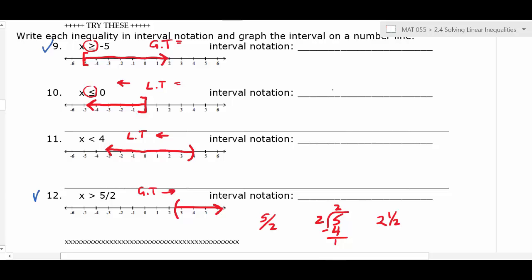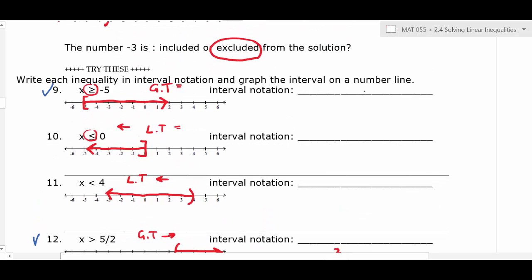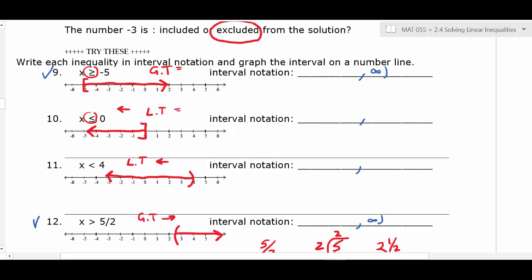Whenever you have a greater than, think about the interval notation. Remember, you always have commas separating. If you have greater than, you're going to have the infinity on the right, like that. That's what that's saying. Now, what we'll do is we start this one at -5, and then we have a bracket, just like the graph. This one we start at 5 halves, and then it's open, so we do that.